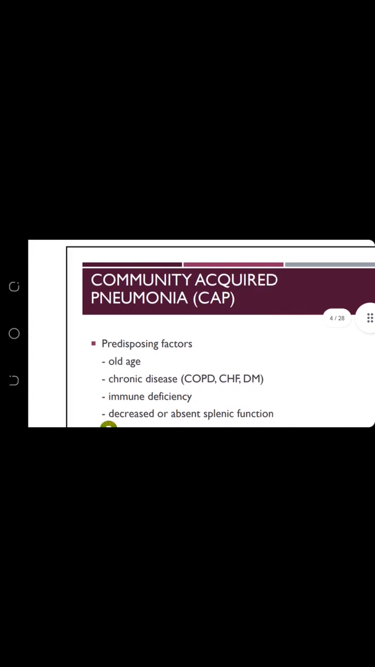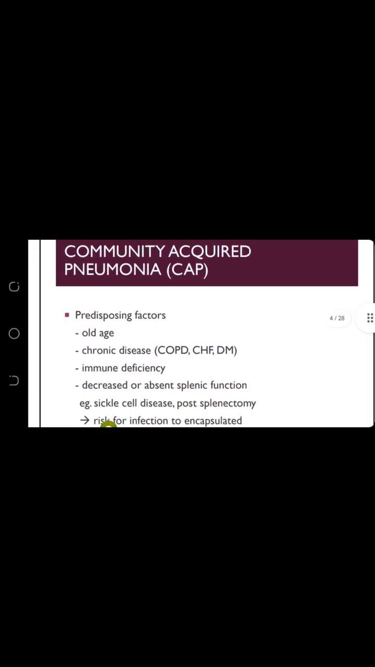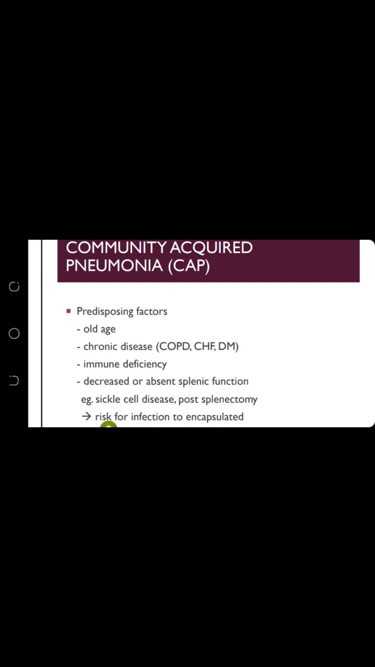Okay, so now let's look at the first one, which is community-acquired pneumonia, abbreviated as CAP. The predisposing factors: number one, it is more common in old age, and especially in people with chronic diseases like COPD, which is chronic obstructive pulmonary disease, or CHF, that is congestive heart failure, or DM, that is diabetes mellitus. People that have these conditions are at a higher risk of having community-acquired pneumonia.